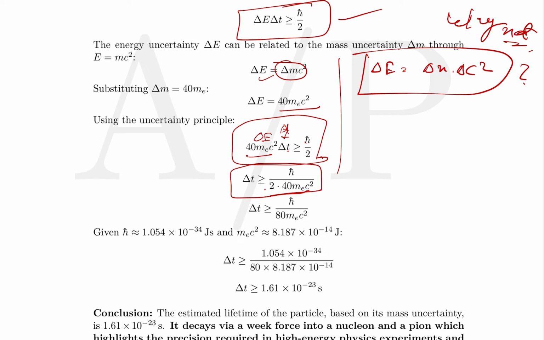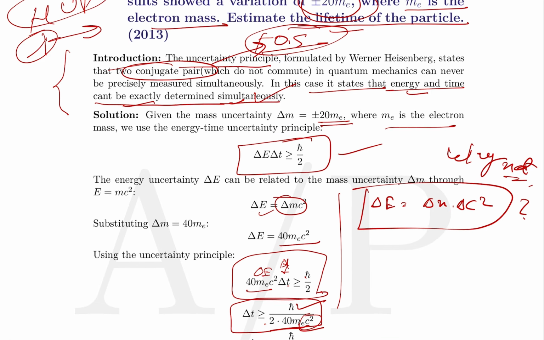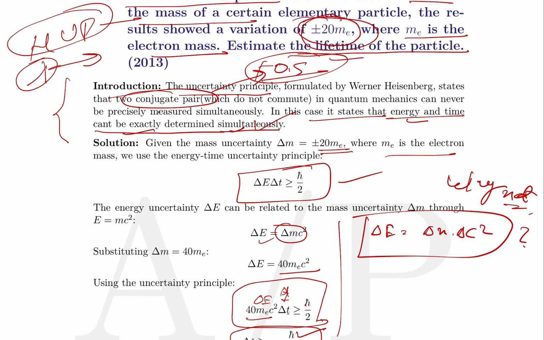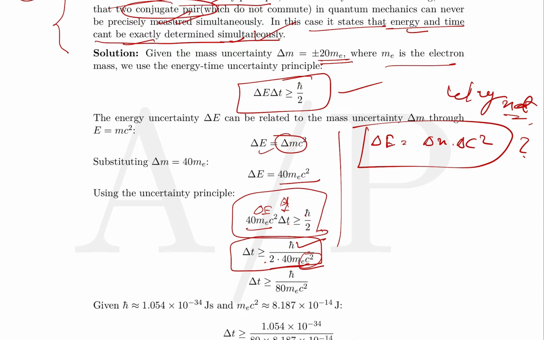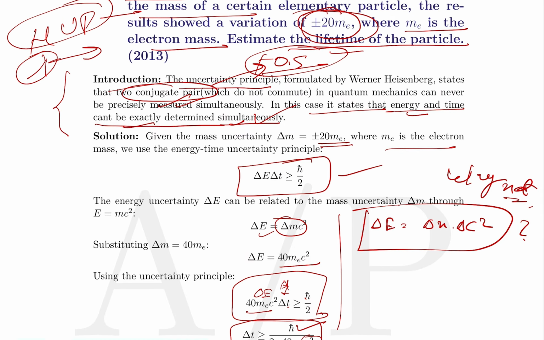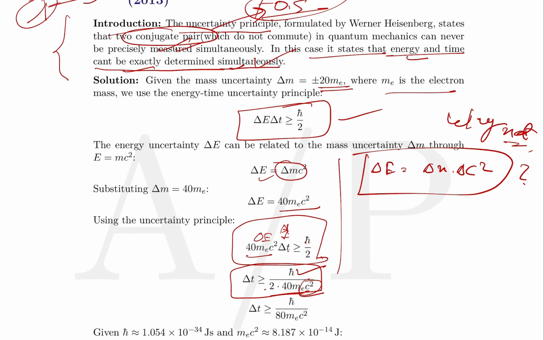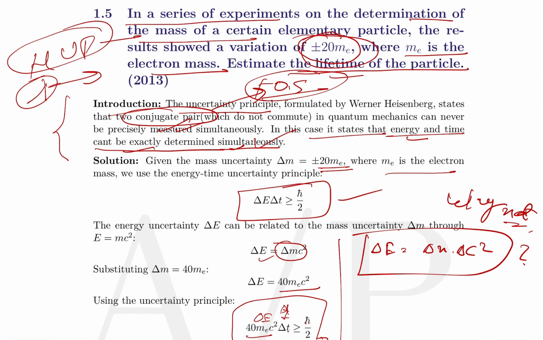Now this is the expression. ħ is a constant, mₑ we know very well, 9.1 into 10 raised to the power minus 31 kg, and c² is again a constant. So from here you get ΔT as 1.61 into 10 raised to the power minus 23 seconds. Okay, so this is our final answer. So the key point till now is, number one, the conjugate pair thing, that is the introduction. Number two, the total change in mass is 40, not 20, because it is plus minus 20 mₑ.